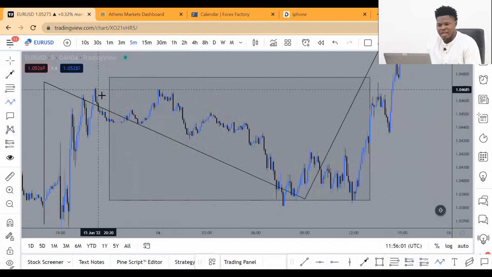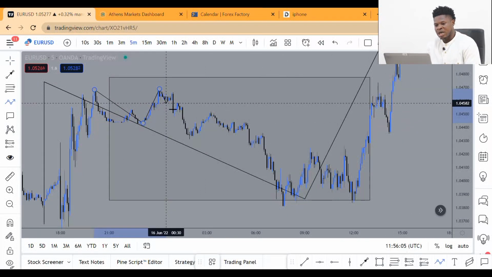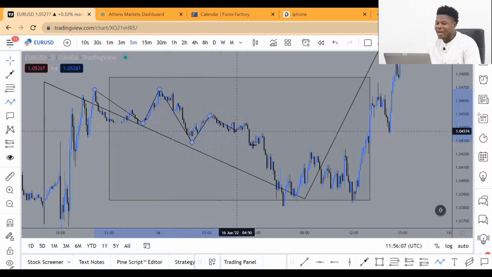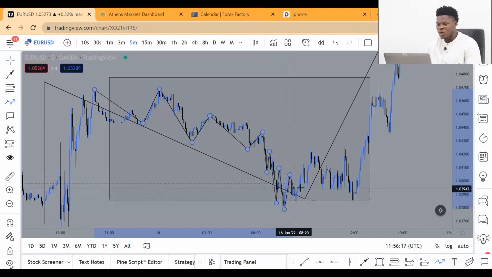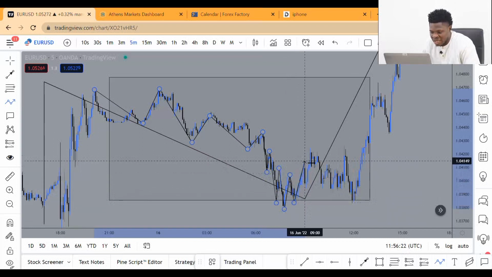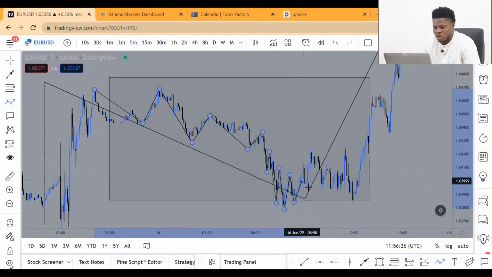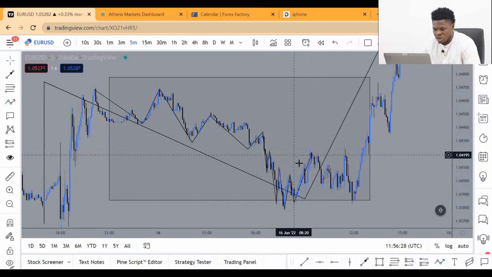We have from here, high to low, lower high, lower low, lower high, lower low, lower high, lower low, lower high, lower low, lower high, and as you can see here, price increased past the lower low. But what do we have? Market broke structure to the upside, right? Market broke structure to the upside, as you can see clearly here.